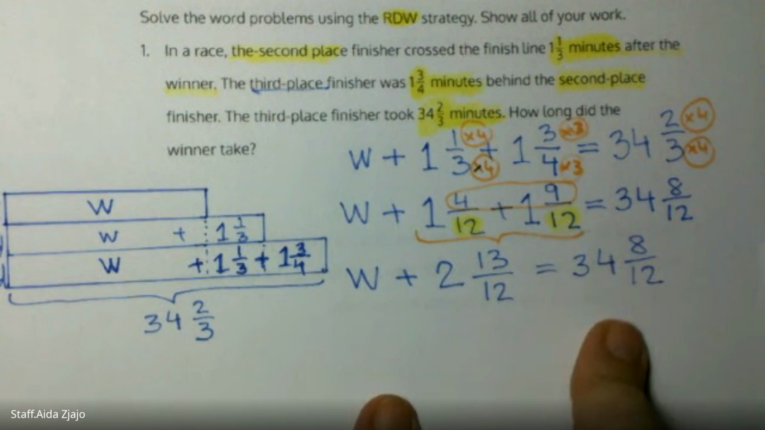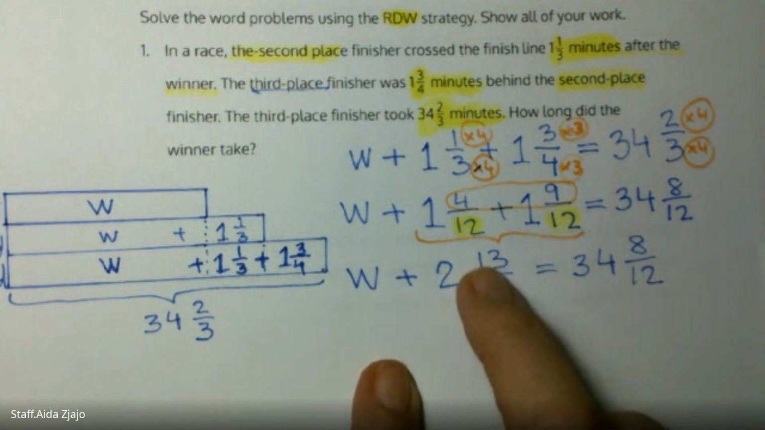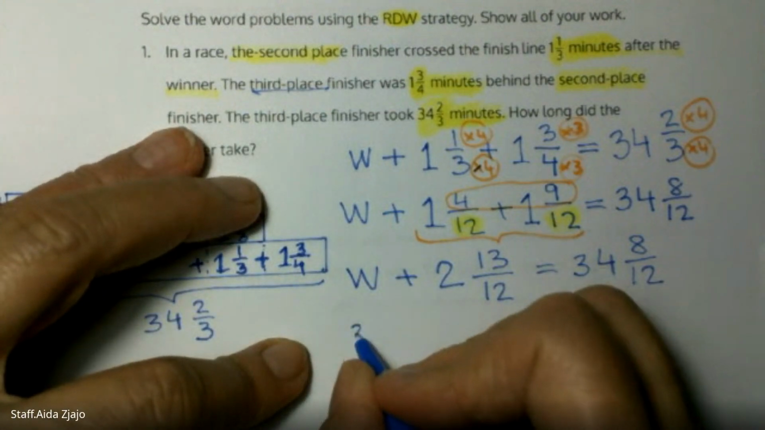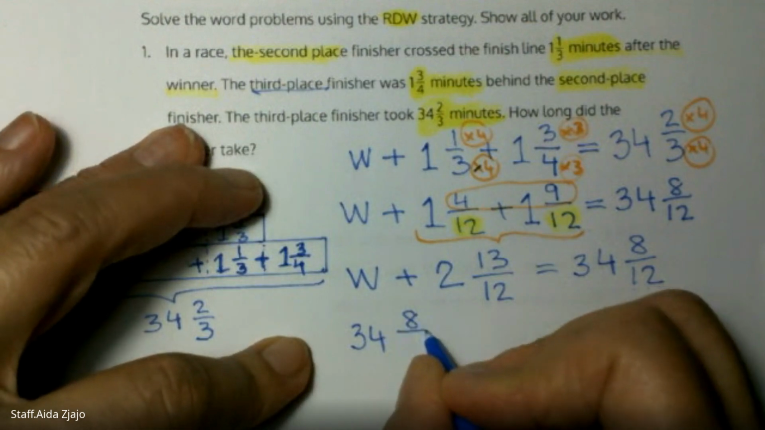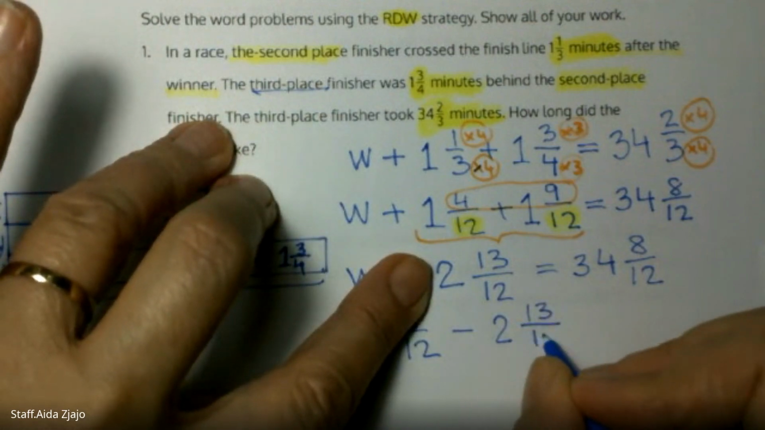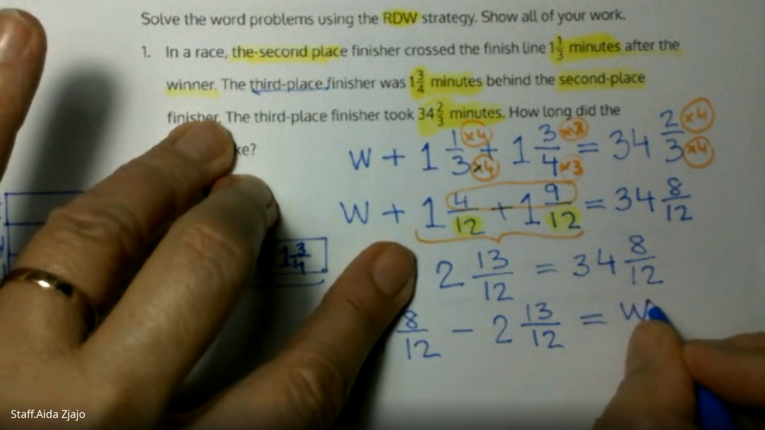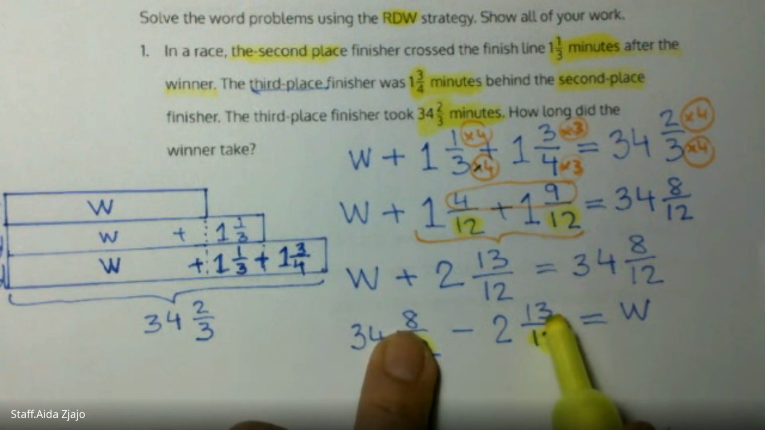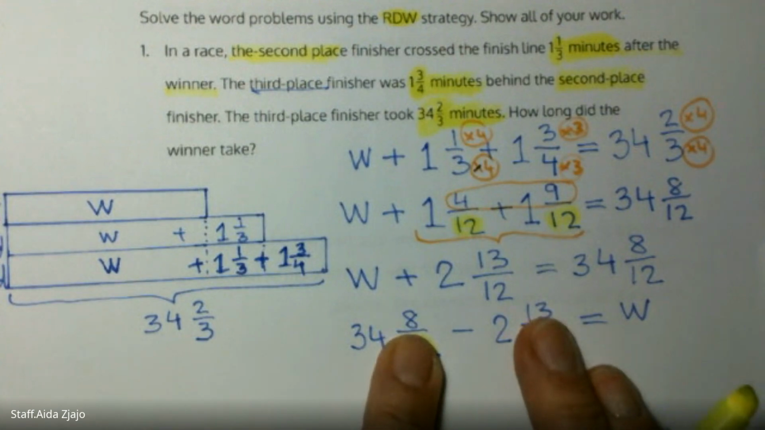So now we know the part and part makes a whole. So if we have a whole or total minus the part, it will give us the unknown number. So 34 and 8/12 give away 2 and 13/12 must equal W, or winner. We have a problem because with 8/12 we cannot give away 13/12. 8 minus 13 doesn't work. You can't give away 13 pieces of twelfths when you have only 8.